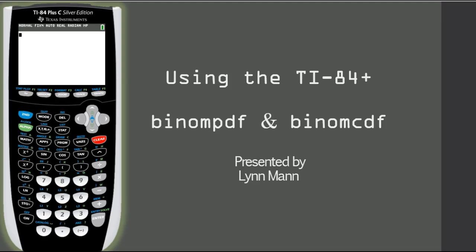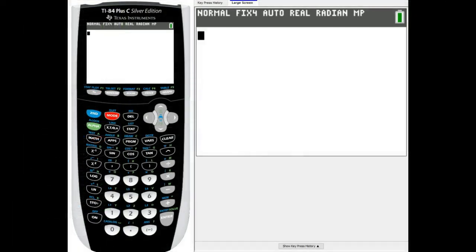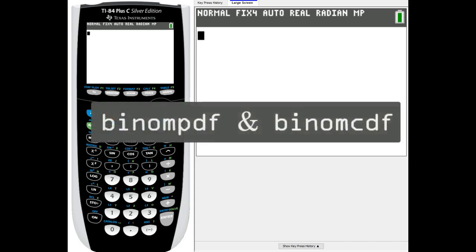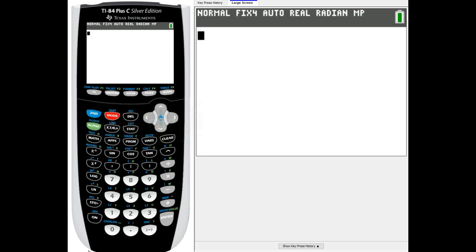We'll be running through the Binomial Pdf function and the Binomial Cdf function. For the TI-84 Plus, working with binomial distribution, we have two functions that we will use. The first one is called Binomial Pdf, Probability Distribution Function. The second is Binomial Cumulative Distribution Function, which is CDF. The difference is when you are going to use them.